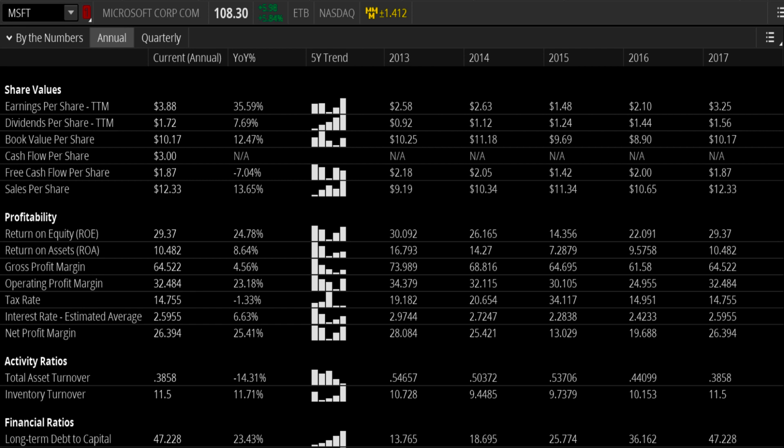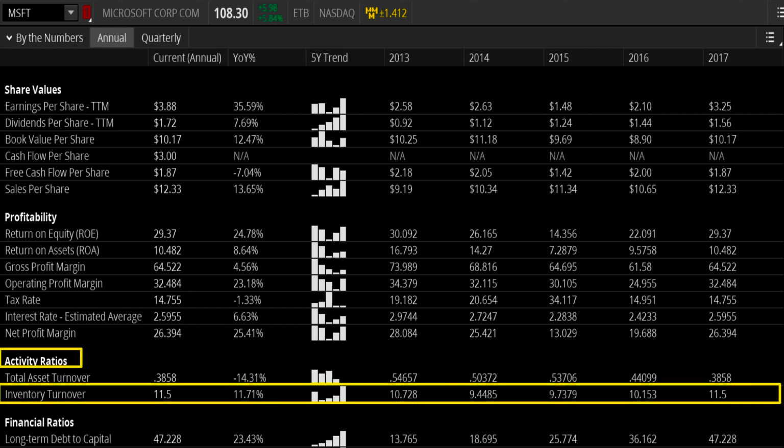Again, by comparison, here's Microsoft. We can look at their inventory turnover ratio. They have a ratio of 11.5, and that's actually up 11.71% year over year. Here you can see where over the last 5 years, they started out at around 10.72, dipped a little bit in 2014 and 15, and we're seeing it back up to 11.5 inventory turnover ratio for the year of 2017.